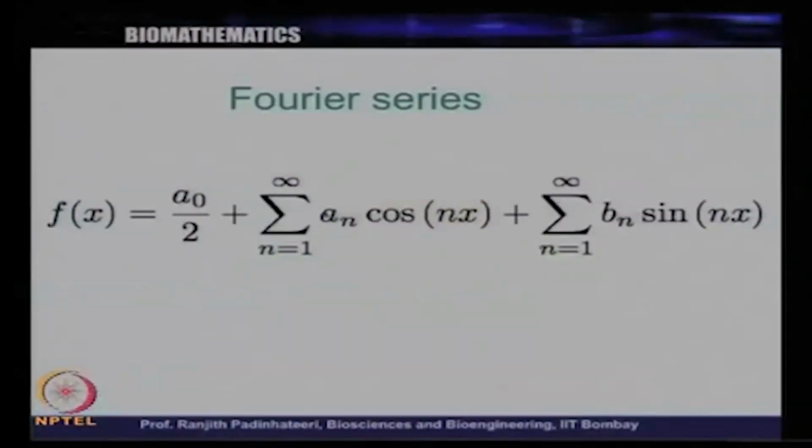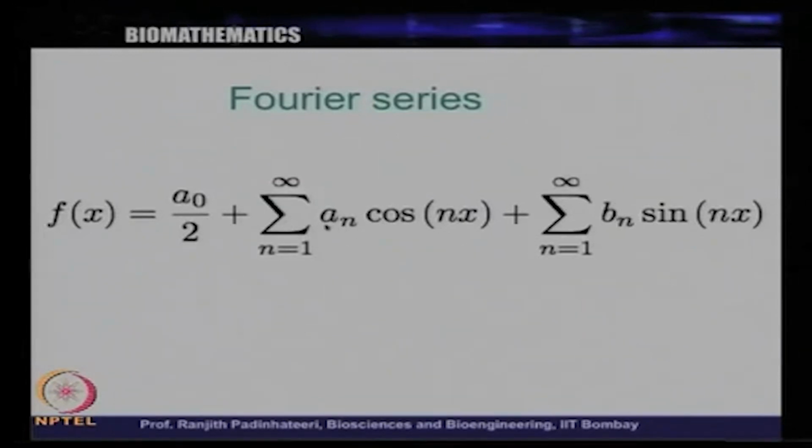Let me repeat it once more. In general it is written something like this. Any function f of x can be written as a0 by 2, which is just a constant. This by 2 you can remove, you can call it a0 if you wish, just the definition of a0 changes, plus the sum over n equal to 1 to infinity of an cos nx plus the sum over n equal to 1 to infinity of bn sin nx. So this is the claim that any function f of x can be written as some combination of sine and cos.